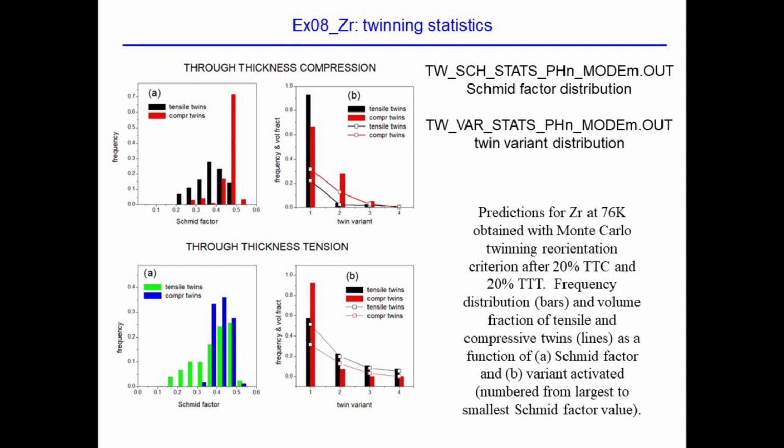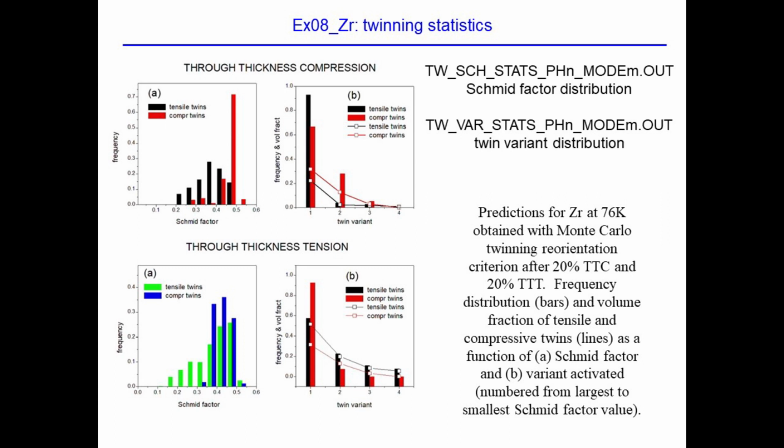But if you look at the compression twins, they activated about 70% of variant 1, but about 30% of variant 2, and a bit of variant 3. Now, in the case of through thickness tension, you can see that variant 2, variant 3, and variant 4 are activated, and they are a non-negligible volume fraction of twinning.